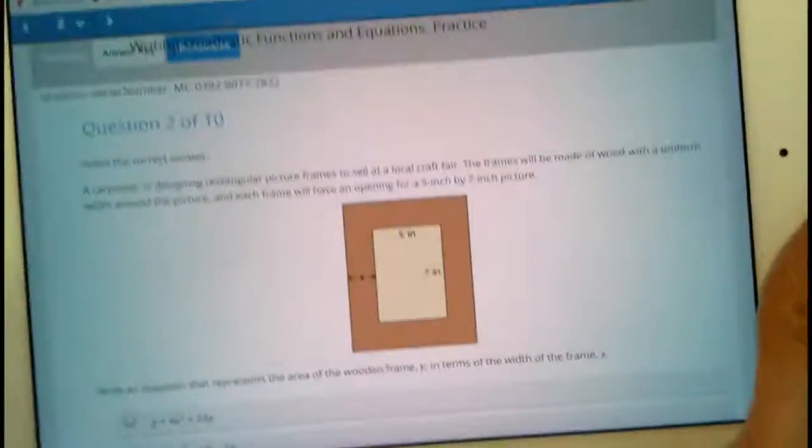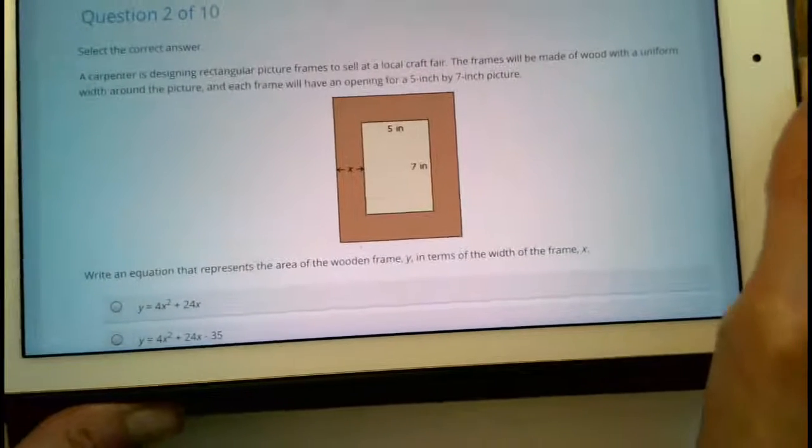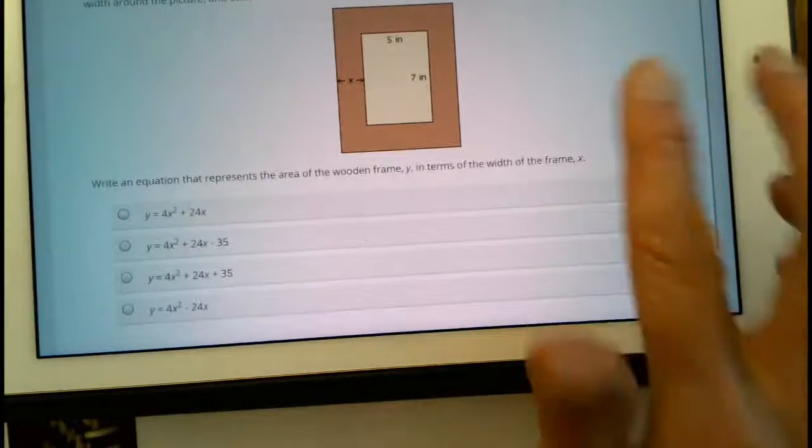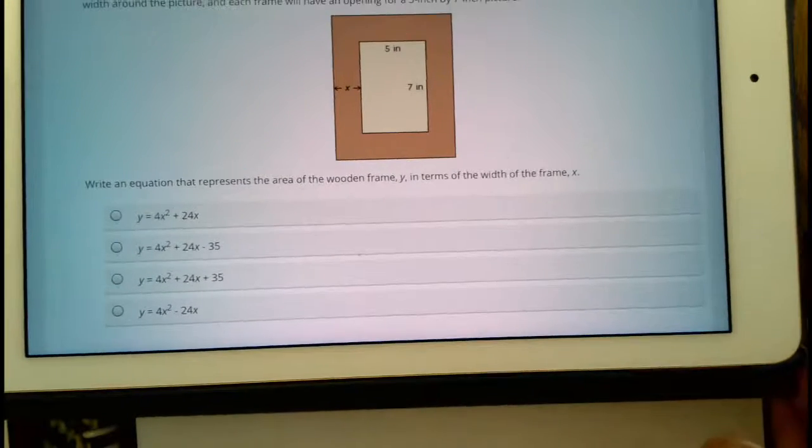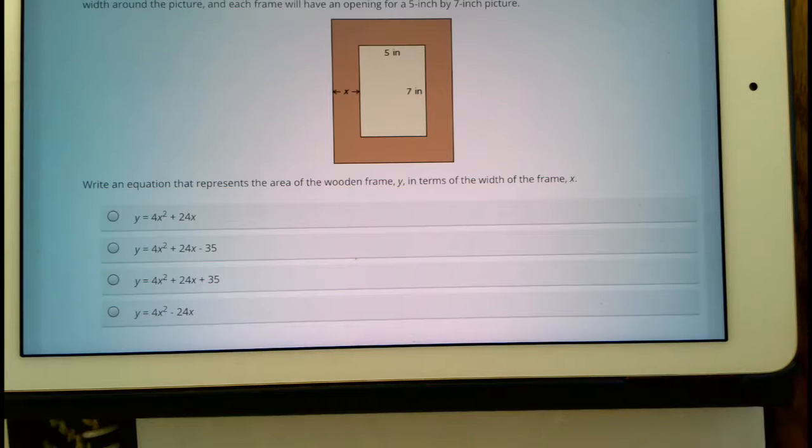Unfortunately, oh no, good. I thought my iPad turned off. But as we go back now to Edmentum, I'm sorry, I went pretty fast. But that's the nice thing about videos, you can always pause. Do we have 4x squared plus 24x as an option? Well, it's our first option.